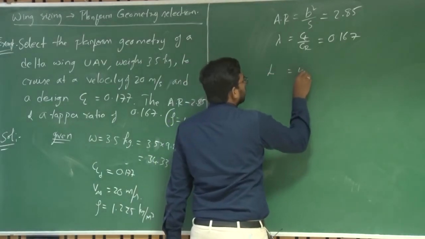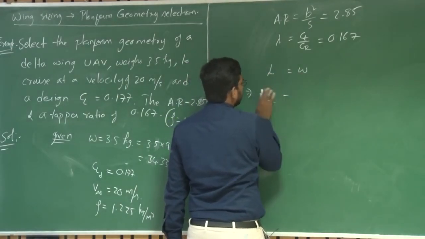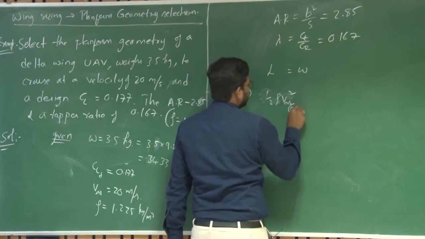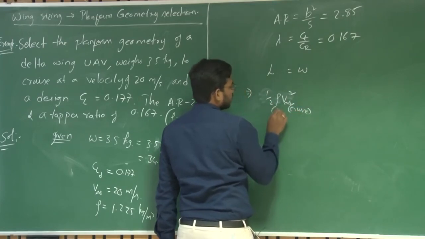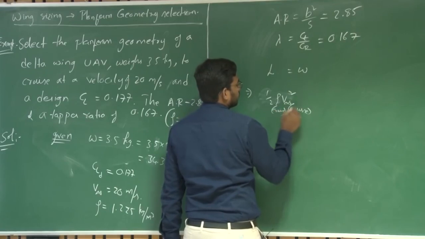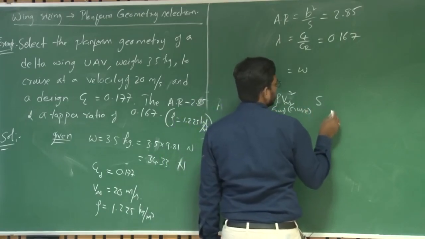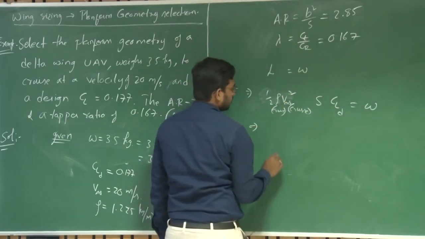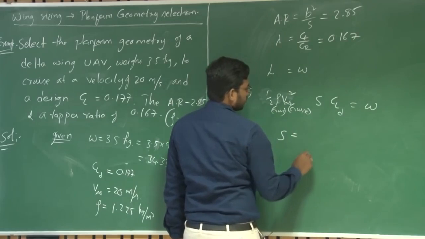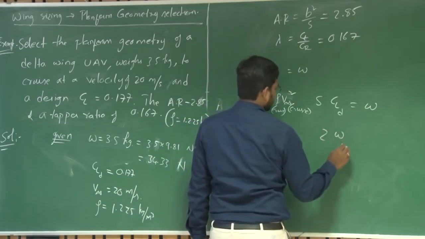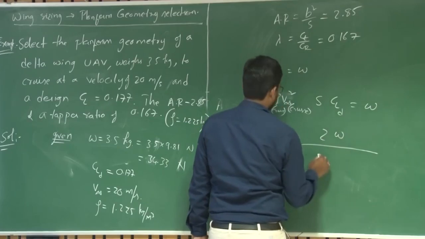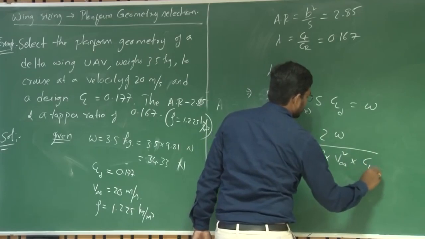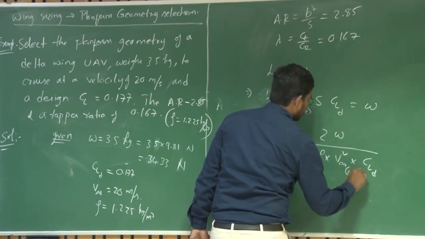For cruise, we have L is equal to W. So half rho V square, V cruise square, density at cruise altitude, into S, the reference planform area, into design CL is equal to W. So the corresponding reference area is twice the weight divided by rho into V infinity square into CL design.